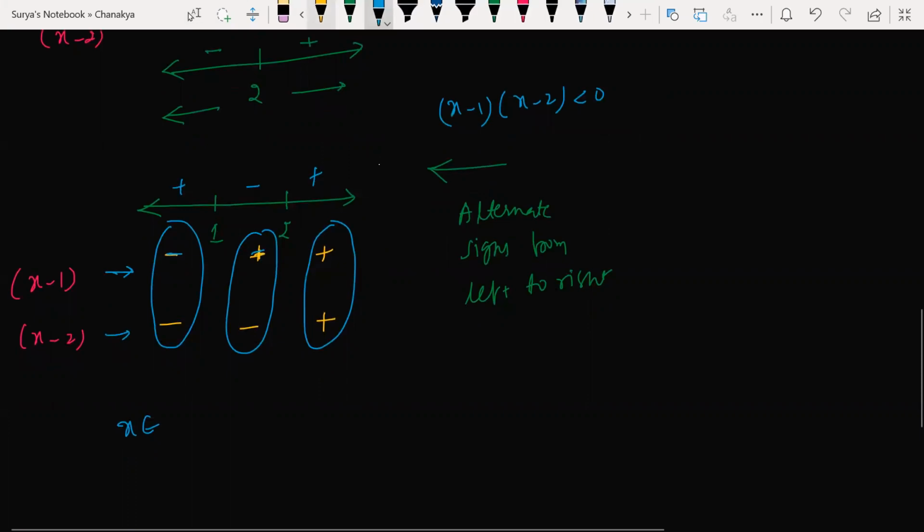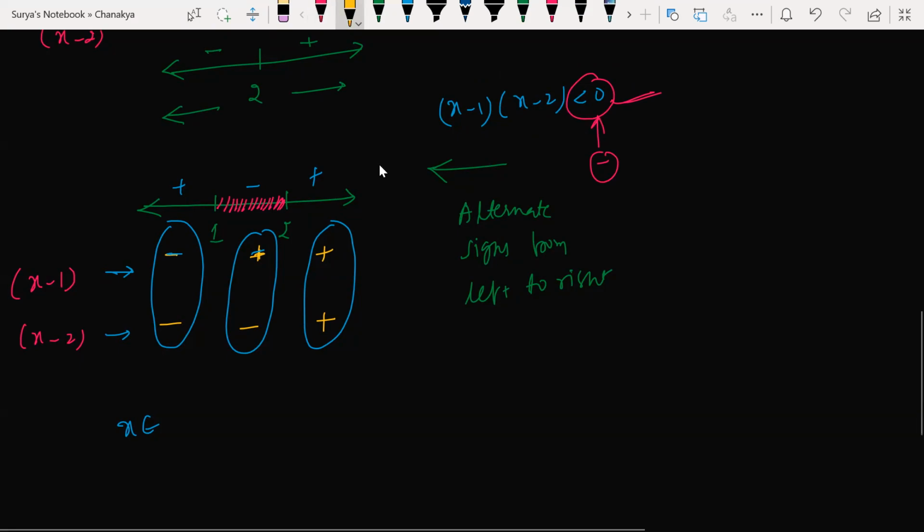What is the question given to you? x minus 1 into x minus 2 less than 0. Less than 0 is nothing but the negative region. Am I correct? So I need to select this negative region on the number line.